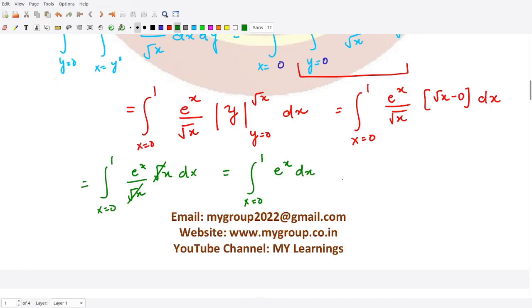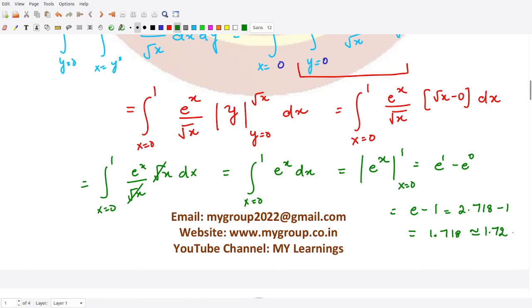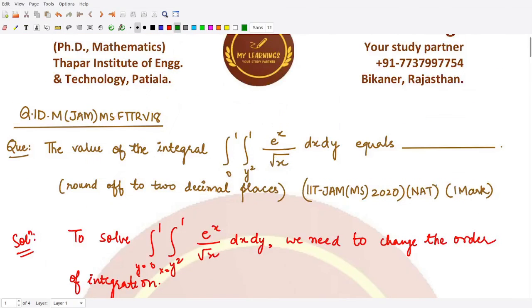So we are just left with the integration of e to the power x, which is e to the power x only. Here the limits of x, they vary from 0 to 1, so it is e to the power 1 minus e to the power 0, which is e minus 1. And what is the value of e if you solve from calculator, because that is allowed in the paper? So you have 2.718 minus 1, which is equal to 1.718 roughly, and it is nearly equal to 1.72. So this is your final answer. So you have 1.72 as your final answer.